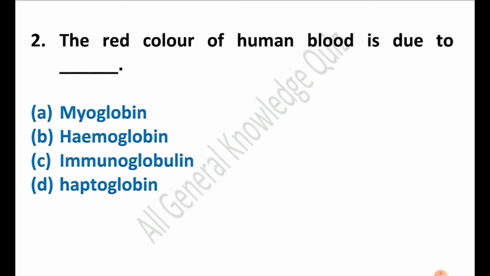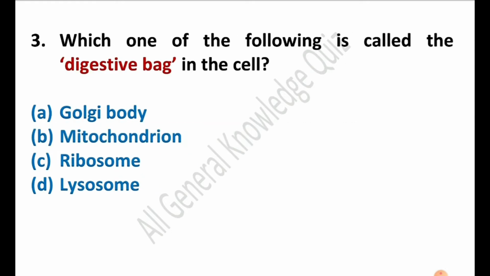Question number 2. The red color of human blood is due to option A, myoglobin, option B, hemoglobin, option C, immunoglobulin, option D, haptoglobin. The answer is option B, hemoglobin. The red color of human blood is due to hemoglobin.